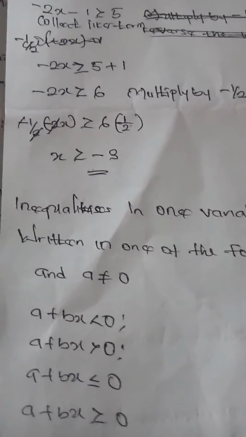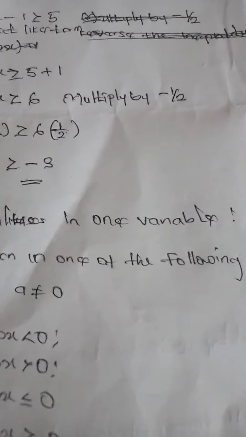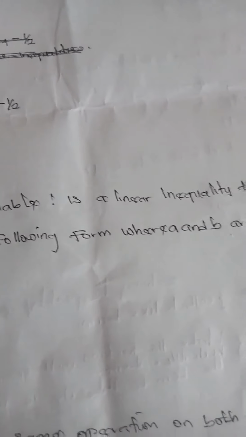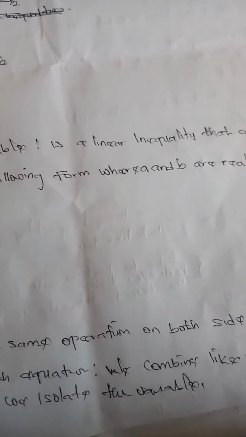So now we're coming back to our major topic: inequalities in one variable. So what is an inequality in one variable? An inequality in one variable is a linear inequality. It's also called a linear inequality because it's dealing with just one variable. So just like a first degree equation is called a linear equation because it's dealing with one variable also, with one exponent, x power 1, this one now is a linear inequality, dealing with one variable only.